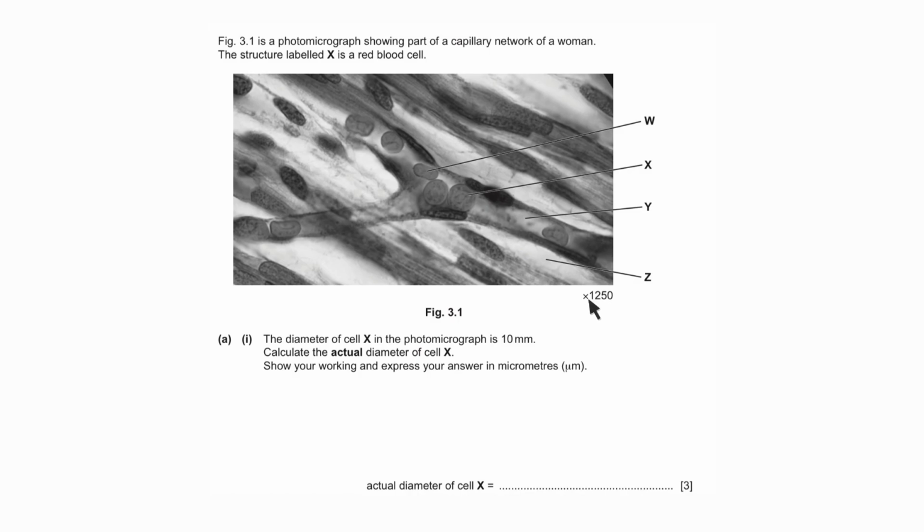Now notice on the bottom right of this image, there is a number written next to an X. It says X1250. This means that this photomicrograph has been enlarged by 1,250 times. And that's how you write the magnification next to an image. Now the question also mentions in the last line that they want us to express our answers in micrometers. So your immediate first step should be to convert 10 millimeters into micrometers. And that would be 10,000 micrometers, right?